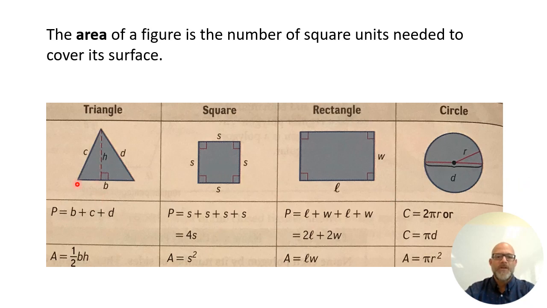But area could never be done in one dimension. Area is the surface that you're covering. So it must be in 2-dimensional space, and therefore you need square units. Square units always for area.